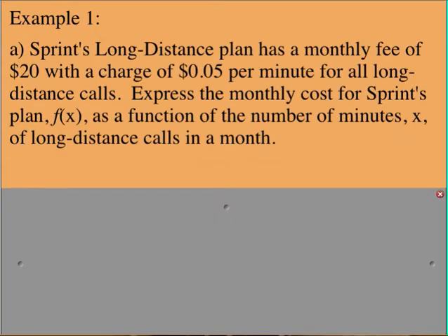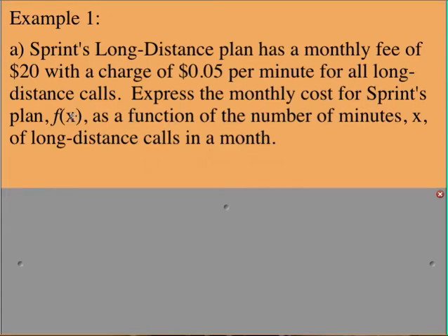So here's a couple of examples. So let's say Sprint's long distance plan has a monthly fee of $20 with a charge of 5 cents per minute for all long distance calls. It says express the monthly cost for Sprint's plan as a function of the number of minutes x of the long distance calls in a month.